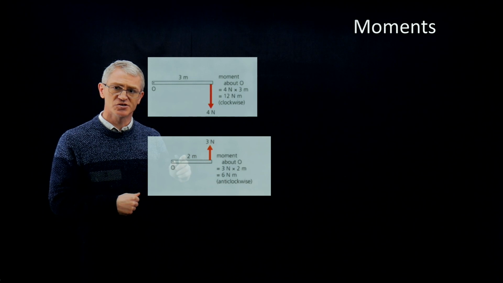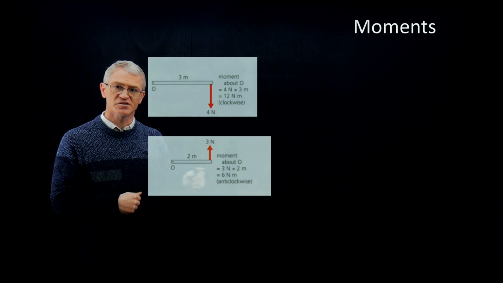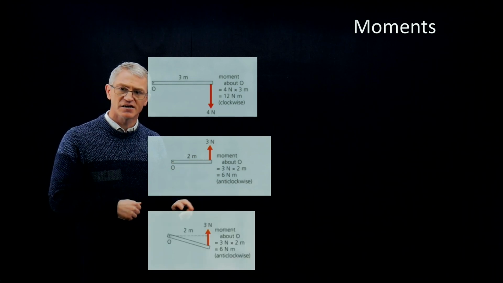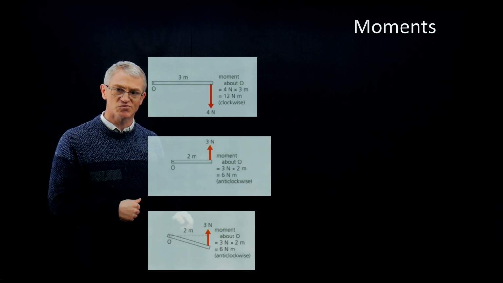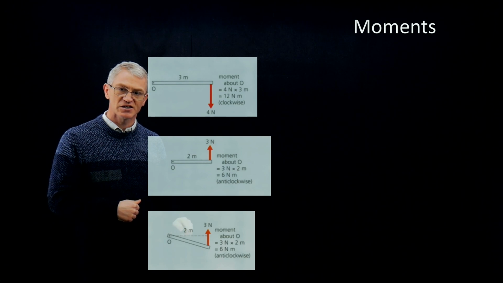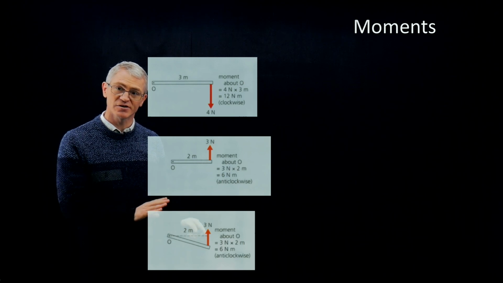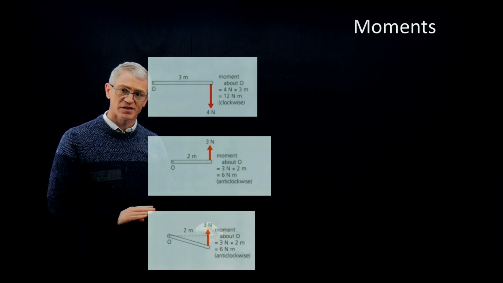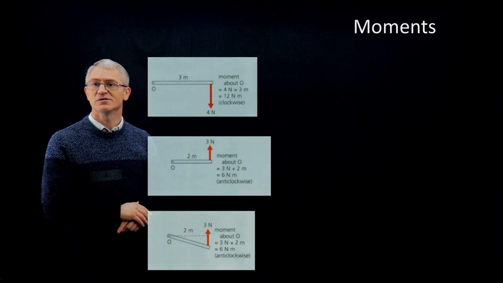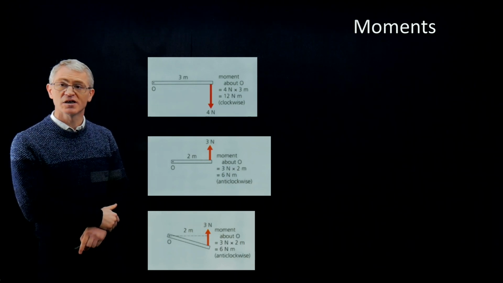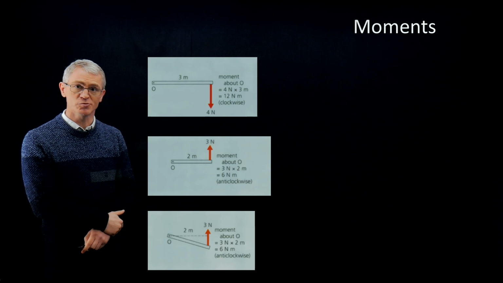So we have the next one: 3 times 2 is 6. And then we look at this one. Now, this is a slightly weird one because the distance has to be at right angles to the force. So we don't measure it here, we measure it here. Can you see it has to be at right angles? So therefore 3 times 2 is 6 Newton meters. So those are 3 examples of how you calculate simple moments.